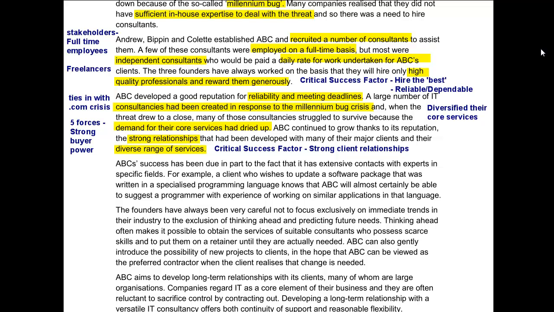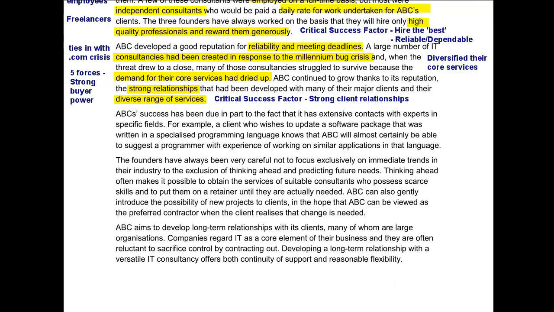Now the next paragraph here goes on to, in a sense, confirm this, when it talks about success in the field being due to their extensive contacts. Now this goes on to what we were saying earlier about Colette and her extensive range of IT experts, and also returns to what we had mentioned earlier about hiring the best as being a critical success factor.